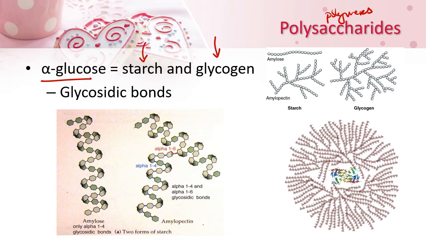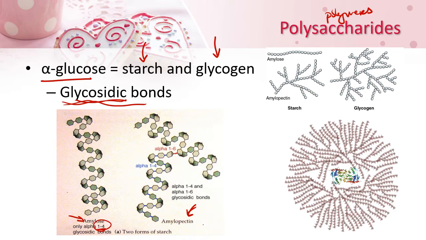So starch and glycogen are both composed of oodles and oodles of alpha glucose monomers bound together by those glycosidic bonds. What's interesting about starch is it's actually composed of two components, amylose and amylopectin. Amylose has only 1,4 glycosidic bonds. Glycosidic bonds are the bonds that form in polymers of carbohydrates. In amylose, we have only 1,4.